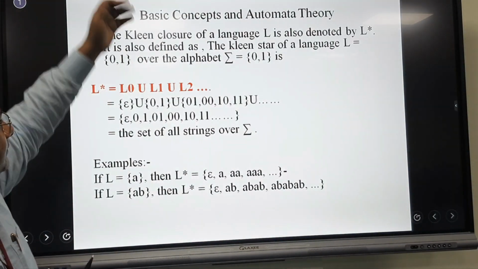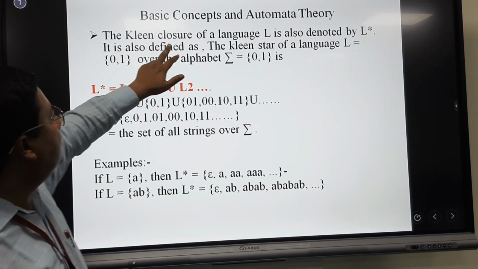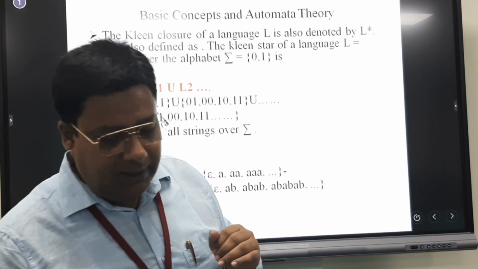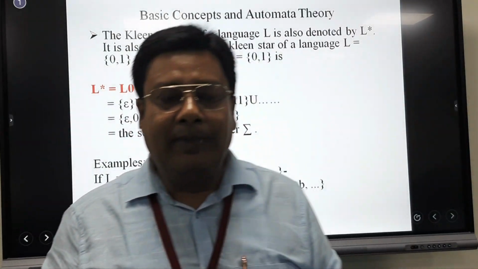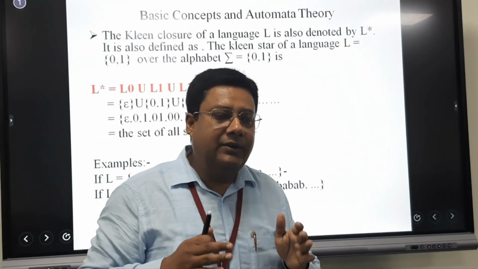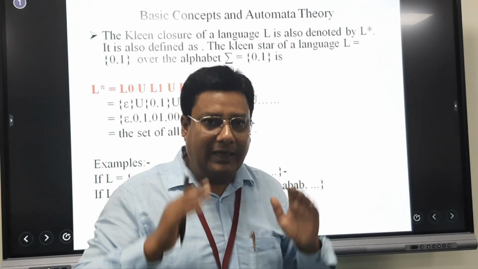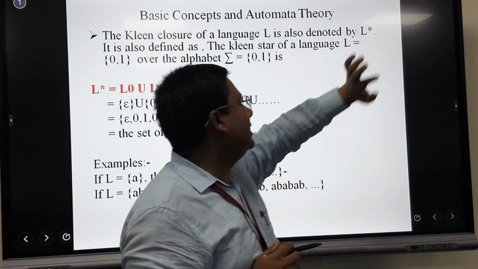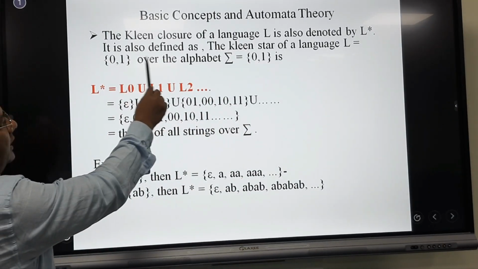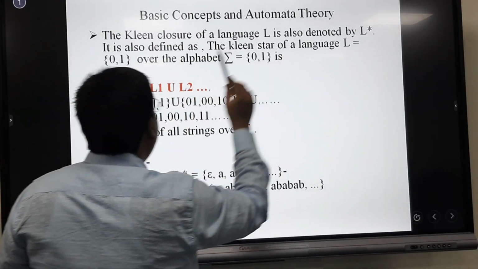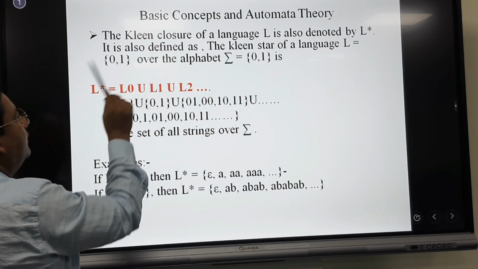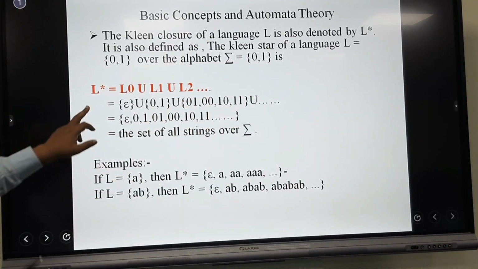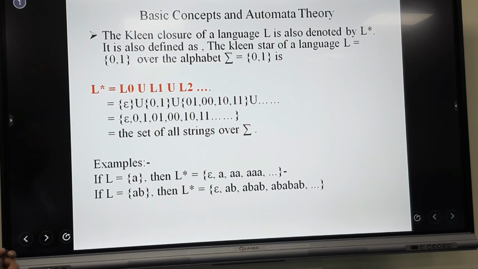Example: the Kleene closure of a language L is also denoted by L star. Suppose we have generated the language L, and for that L we are trying to generate the Kleene closure or Kleene star of that language. At that time, we use the notation L to the power star. It is also defined for a language L over the alphabet 0, 1. This is the formula for L star.